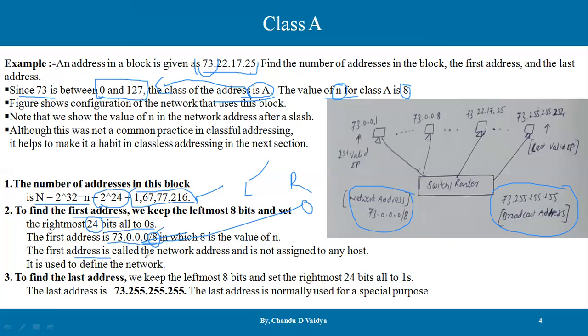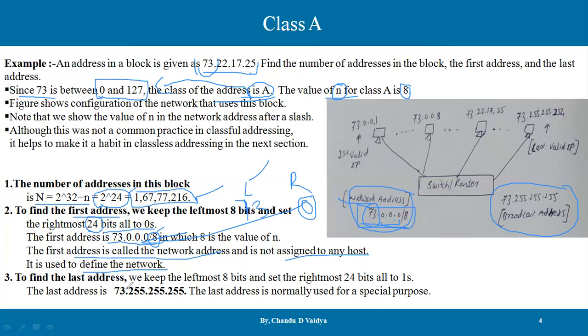Now, the first address is called the network address, and this is not assigned to any other host. It is used for the network address, guys. So by putting all the right hand side bits as 0, it means as far as class A is concerned, the last 3 octets will be 0.0.0, and the first octet stays as it is, 73. Left hand side will be as it is, that is 73, and the right hand side all will be 0. So 73.0.0.0 slash 8 will be the first address, guys.